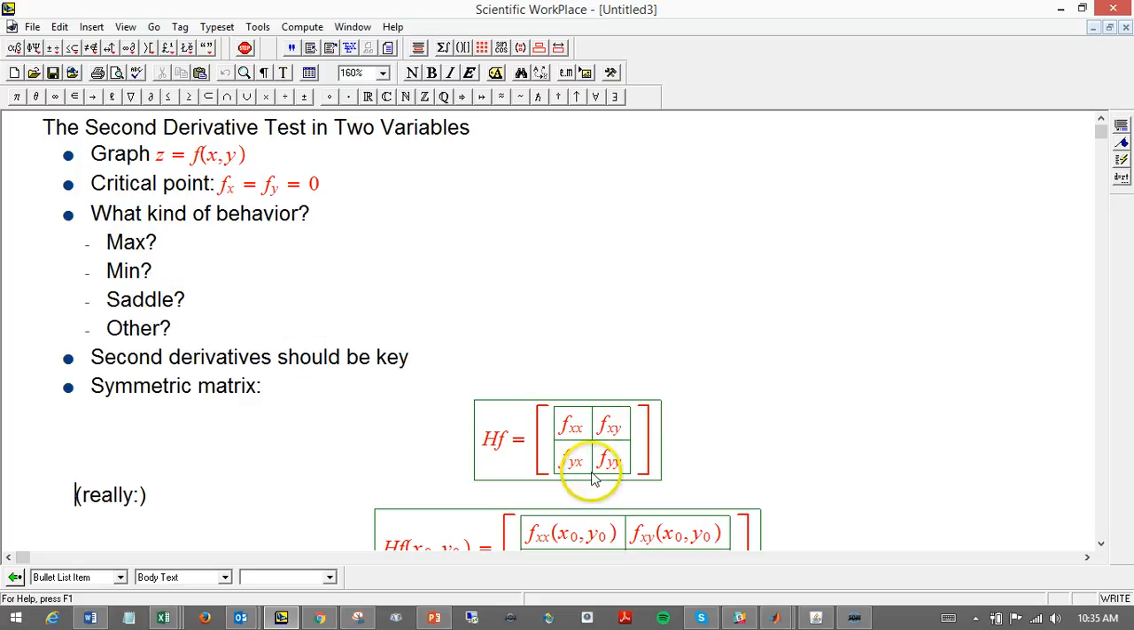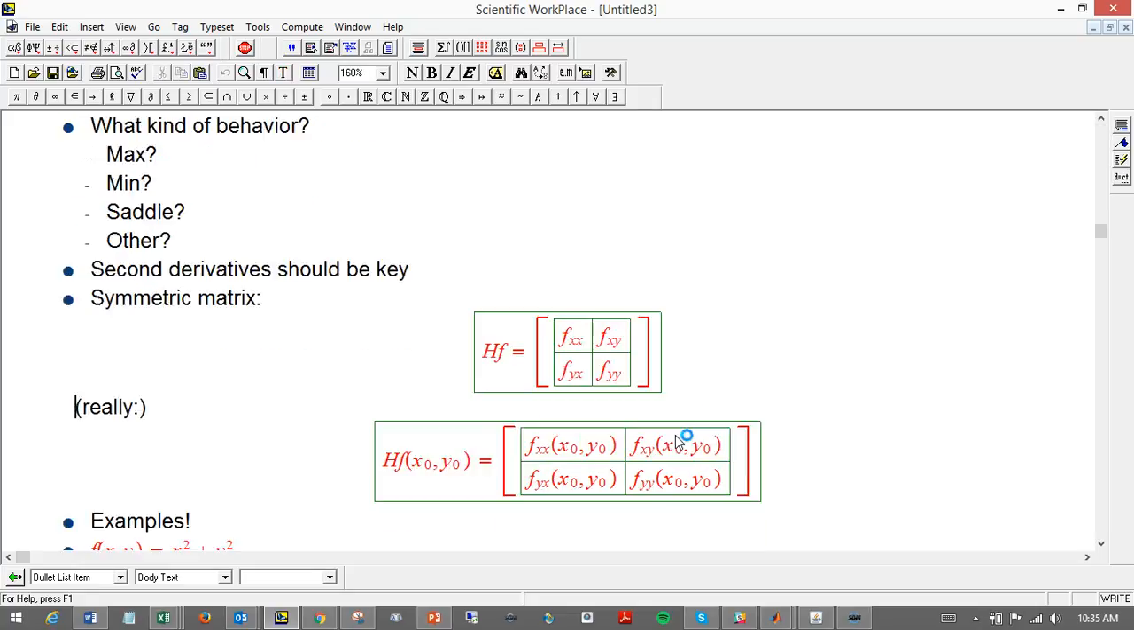So this is a symmetric matrix. In other words, it's equal to its transpose. For a 2 by 2, that just means that the two off-diagonal elements are equal. But even though it seems maybe redundant, it's still good to put this together as a matrix. Now, really, what we should say is, at a specific point x naught, y naught, we create this matrix of fxx at that point, fxy at that point, etc. So it's going to be this matrix of numbers.